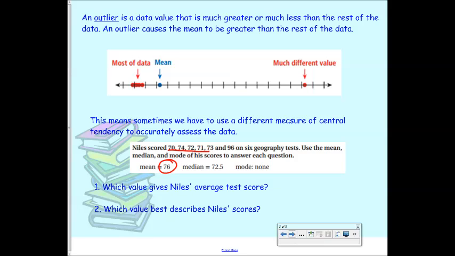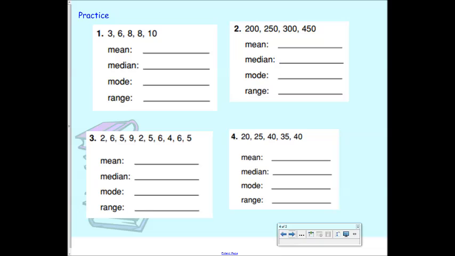Okay, so at your boards, you're going to do all 4 of these. Keep in mind, the first 2 are already in order for you. The second 2 are not. So 3 and 4 are not in order, so you have to do that first. Go.